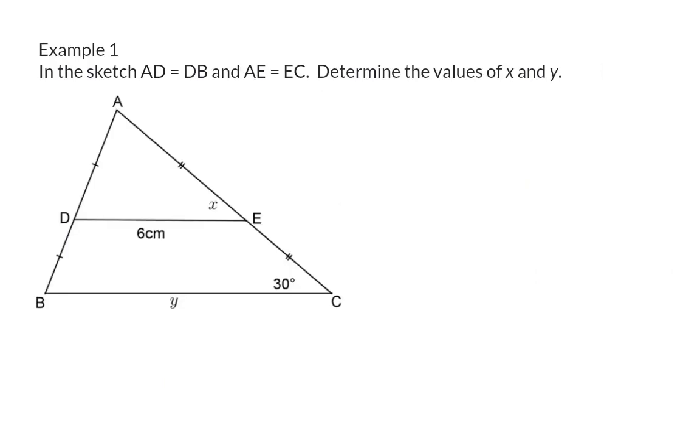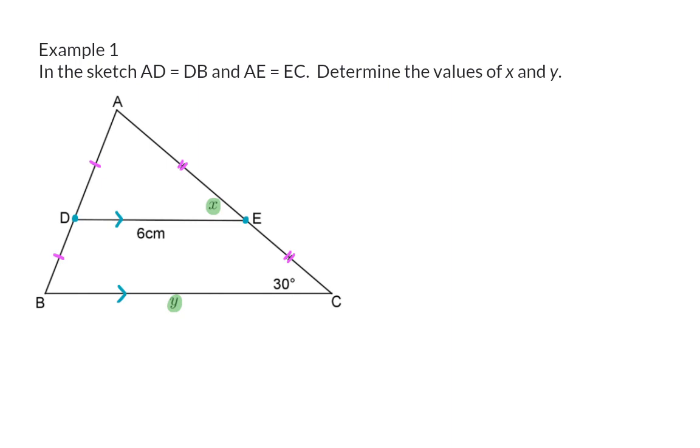Example 1. In the sketch, AD is equal to DB and AE is the same length as EC. This means that we can make use of the midpoint theorem because we know that a line has been drawn from the midpoint of one side to the midpoint of the other side of the triangle. So we can accept that DE is parallel and also half of the length of BC. This information will help us to determine the value of x and y.